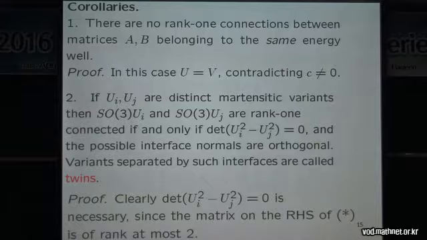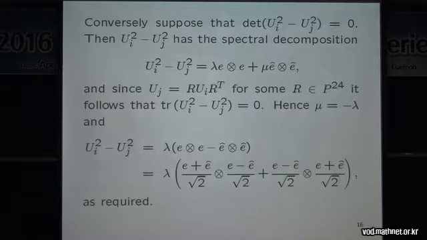So now suppose that the determinant of U_i squared minus U_j squared is zero. Then U_i squared minus U_j squared has a spectral decomposition with eigenvalues, but one of them is zero. So one term isn't there. So it's lambda e tensor e plus mu e hat tensor e hat, where e and e hat are orthogonal. Now, because they're Martensitic variants, they are conjugate with respect to rotation. So U_j is R U_i R transposed for some rotation R in the point group P24. And that means that the trace of U_i squared minus U_j squared has to be zero. So taking the trace here, you see that lambda plus mu is zero. So U_i squared minus U_j squared has this form, and you can just play around and write it in the form lambda times (m tensor n plus n tensor m), as required. Okay. So that's how you do that.